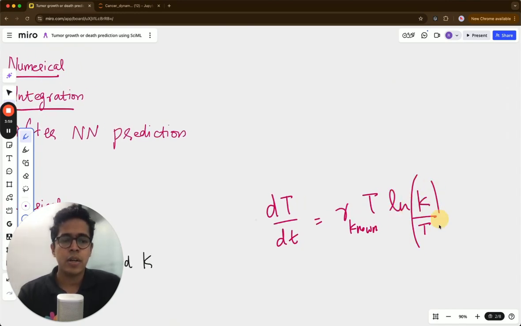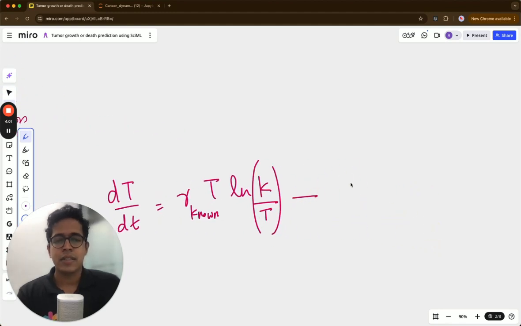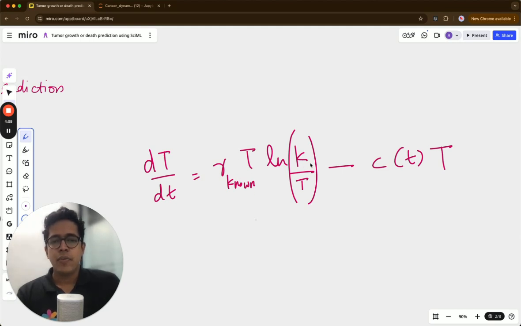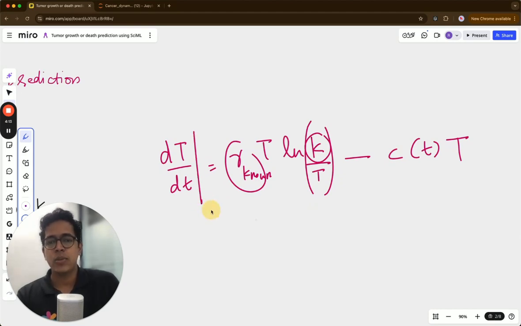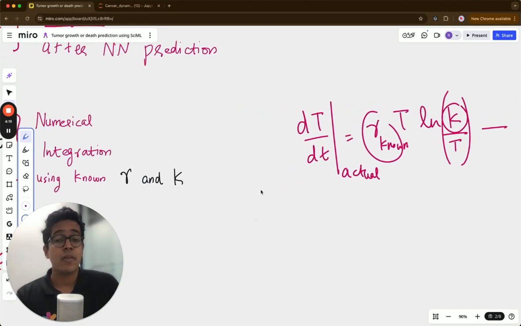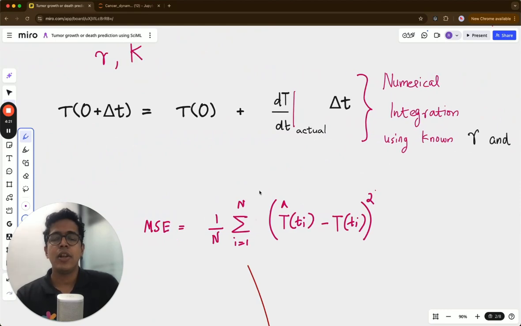So this is the tumor growth term, and the tumor shrink term is C of T multiplied by T. So with the known value of R and known value of K, these two terms, you can calculate the actual dT by dt and then numerically integrate this dT by dt to find the actual value of tumor. So this actual value of tumor will be the ground truth.